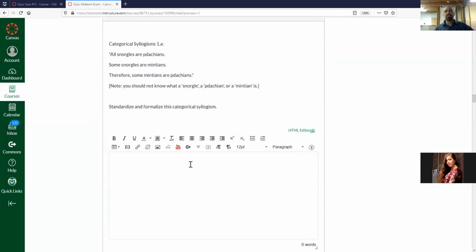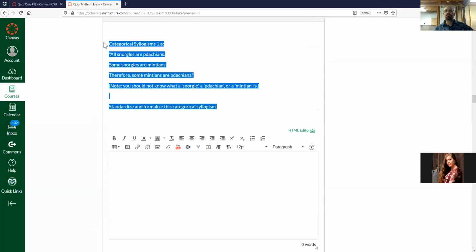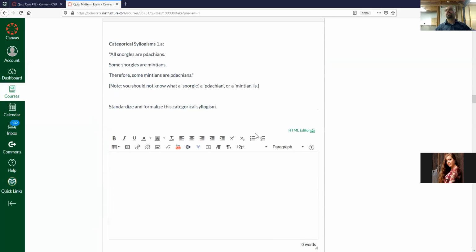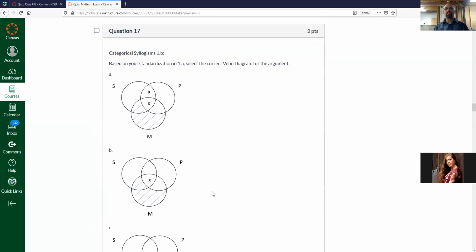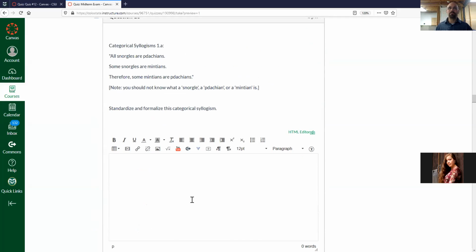Categorical syllogisms. All right, this first step is probably the most important, just because the way that I had to give you these sort of Venn diagrams as a multiple choice, so we had to mean the same thing by our S's, our P's, and our M's. The most important thing here is that you start with the conclusion. So some Menidians are Padachians, so some S is P. All right, we use that to fill in the rest. So the first premise, all M, the one that doesn't appear in the conclusion, is P.